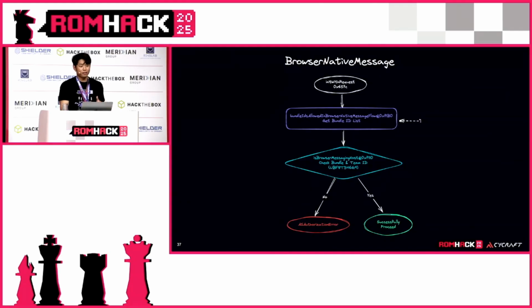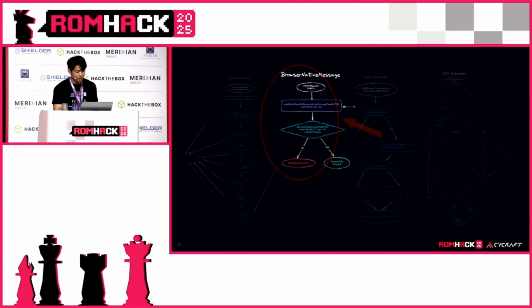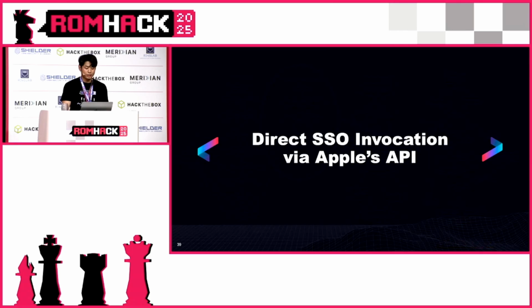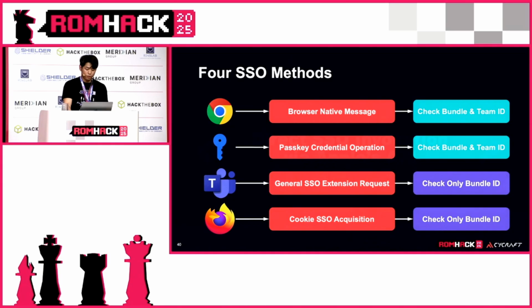And that little LLDB twist led us to dig into the AD authentication framework. And what we found was that BrowserCore was just the tip of the iceberg. As we dug deeper, we discovered that there are actually 4 different SSO paths, and that led us to a third method, direct SSO code invocation via Apple's API. These 4 SSO paths are, first, browser native message, which is the same route BrowserCore uses, and the second is passkey credential operation, which, as the name suggests, is for the passkey.